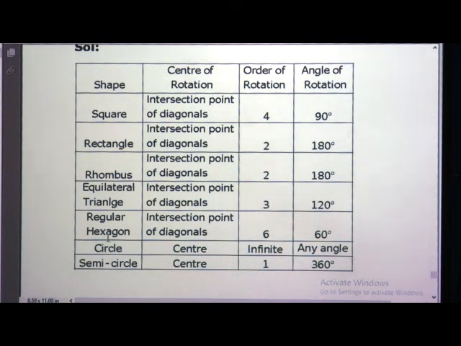Then what about the regular hexagon? The word is regular, so all the sides of the hexagon are equal. So, here we will have 6 vertices, we just have to draw diagonals on this, joining all the vertices of the regular hexagon, and we will find a point of intersection. That point of intersection is nothing but the center of rotation.